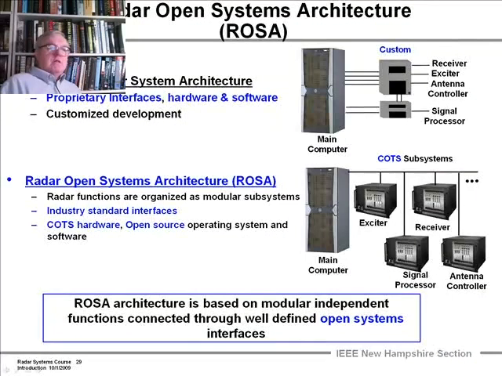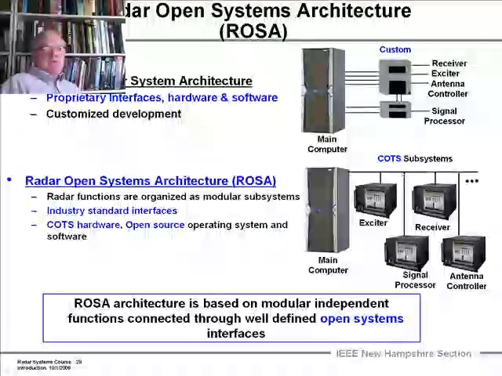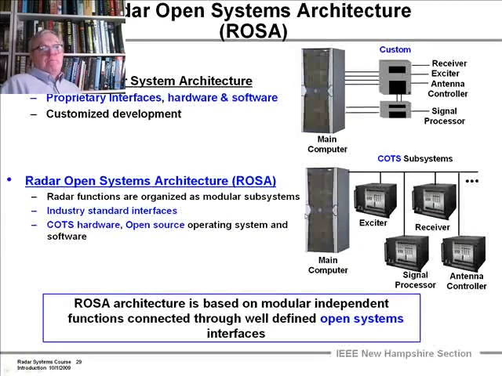The most important thing is the exciter, receiver, antenna controller, and signal processor and whatever would send high-level messages to the main computer that did the tracking. Like the main computer would say, point the antenna at a range of this and an azimuth of this. The main computer wouldn't take part in the servo mechanisms. All that stuff would be handled in the antenna controller.